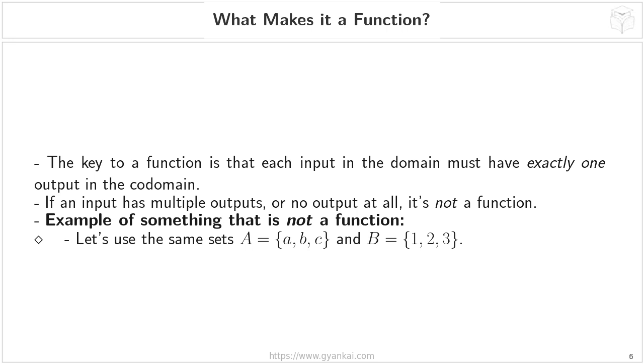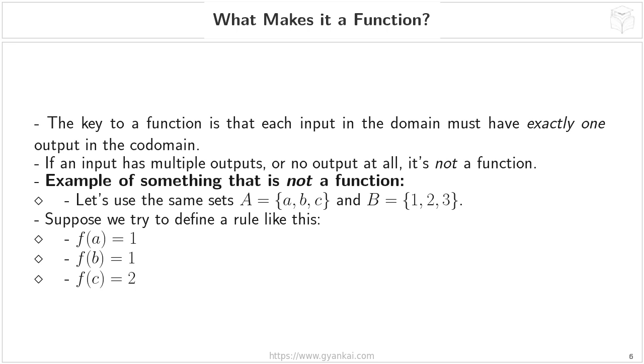We'll use the sets we worked with earlier. Set A, which contains the elements A, B, and C, and set B, which contains the numbers 1, 2, and 3. Now let's try to define a rule, and this is where it will fail. We say that f of A equals 1, f of B equals 1, and f of C equals 2.